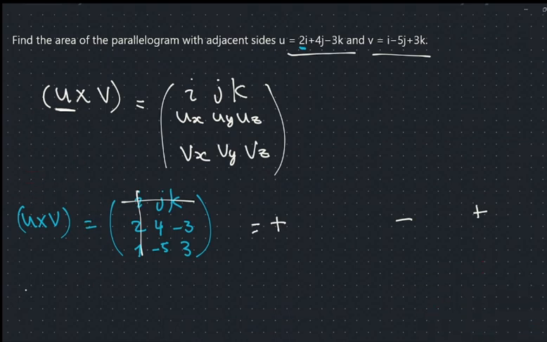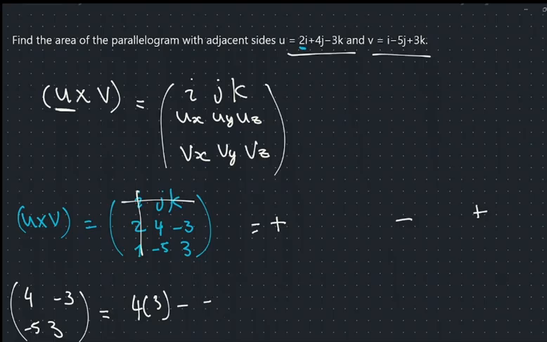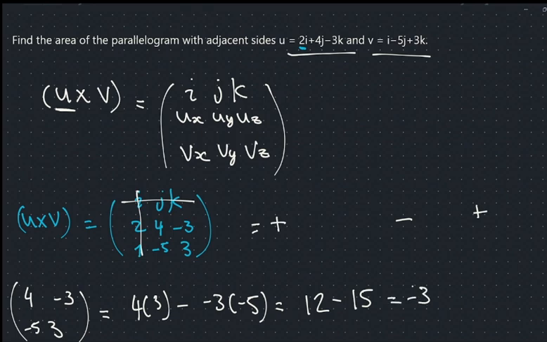Okay, so let's find the determinant of 4, -3, -5, and then 3. It's going to be equal to 4 times 3 minus -3 times -5. So it's equal to 12 minus, because we'll have -3 times -5, that's 15, so minus 15, and we'll get -3. So this is the determinant. We will put it here. And then because we erased i, we will put it here.